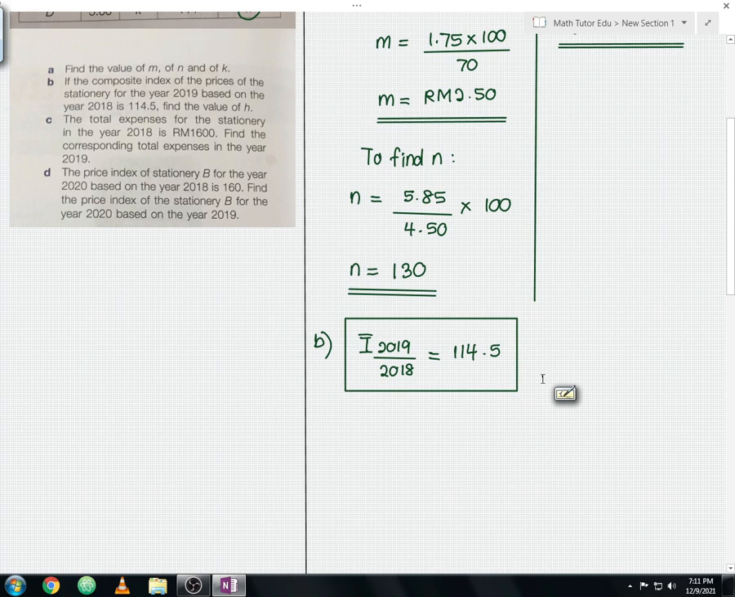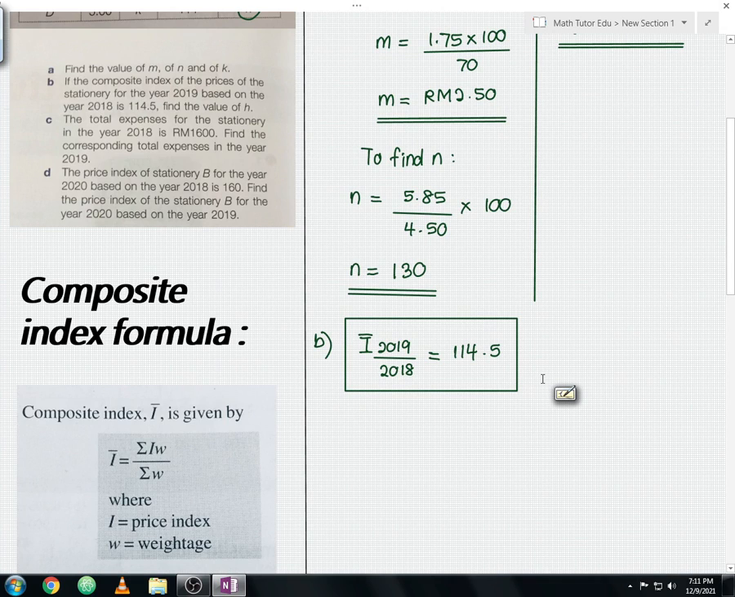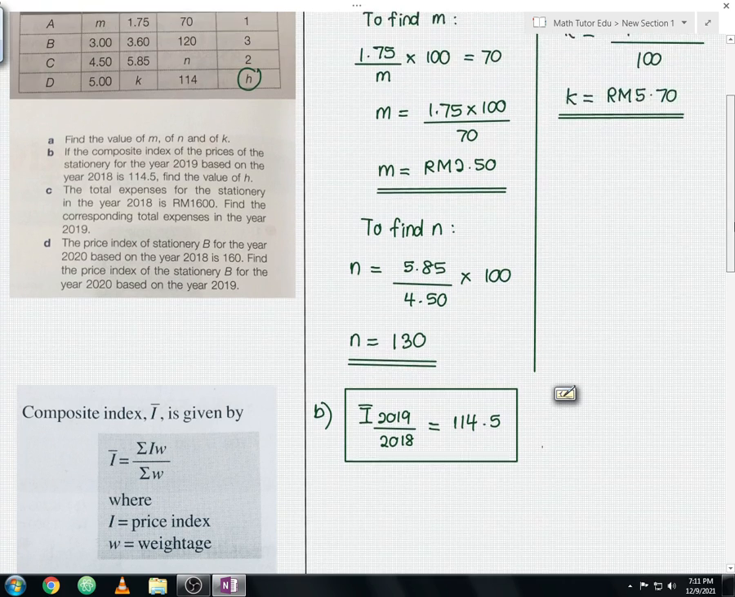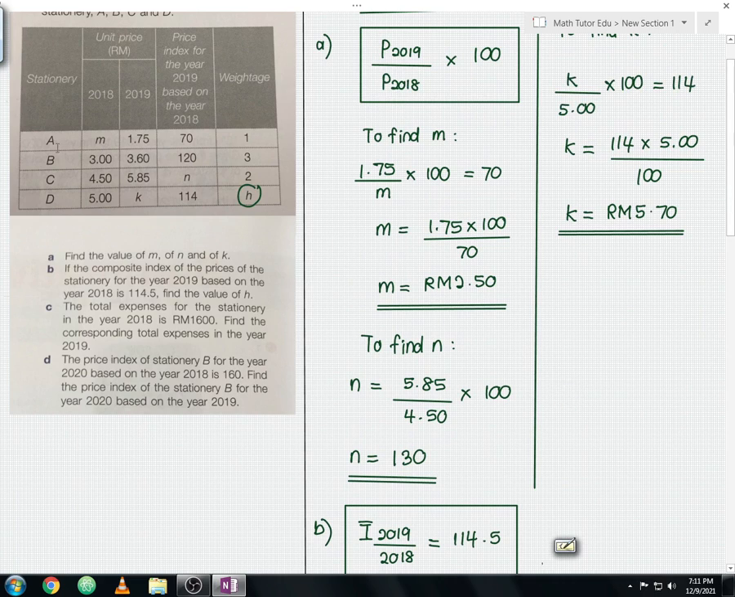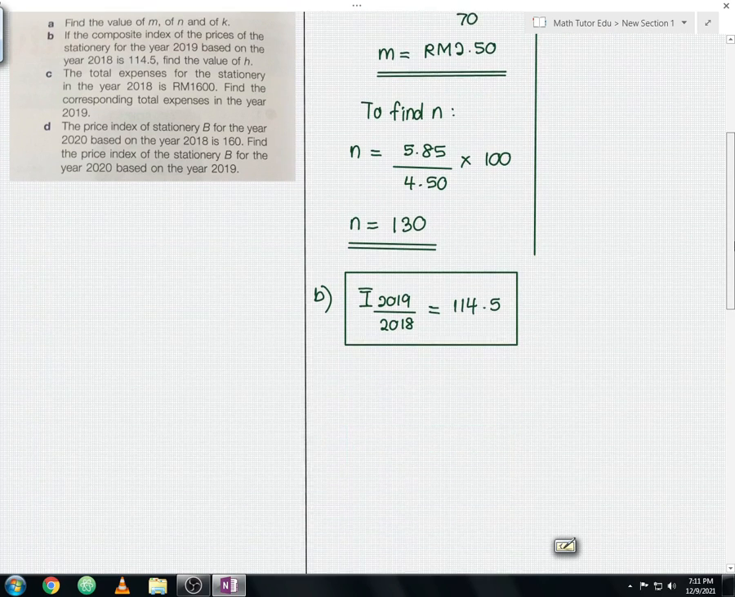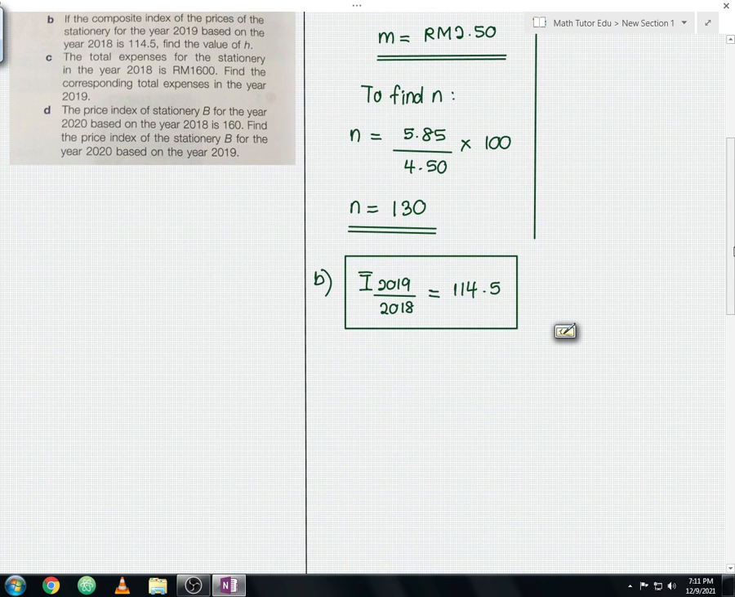Now we're going to apply the composite index formula. If you don't know the composite index formula, no worries, I'm going to show it to you now, so you can use that as your reference. From here we have 4 stationery, 4 price index and the weightages respectively. So let us substitute them one by one. Let us start with the stationery A, where you have your price index 70.